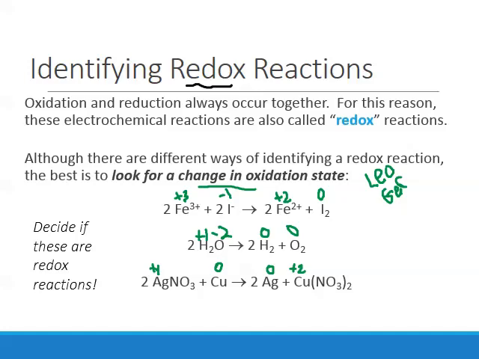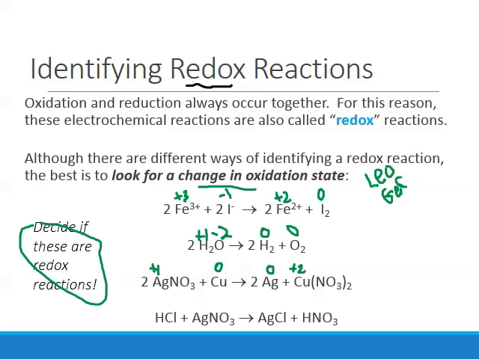So silver is going from +1 down to 0, silver is being reduced. Copper is going from 0 to +2, it's being oxidized. Now, if all you want to know is this a redox reaction, all you need to do is just find any element that changes its oxidation state.